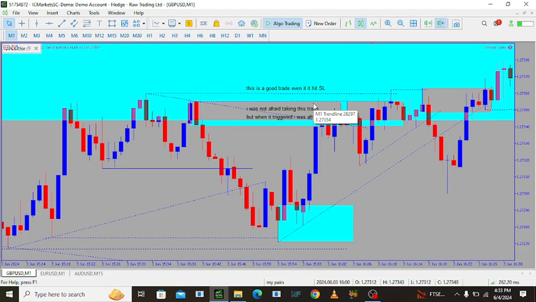Is it really a good trade? Or the reason why it was a good trade is because, you see, I had this point of interest, pushed to the upside, gave a reaction and took out this trend line liquidity and swept this candle high and pushed to the downside. You see, I saw the sign of weakness.